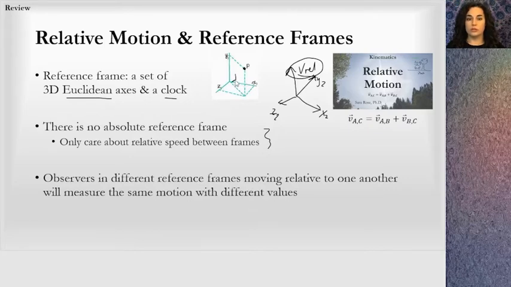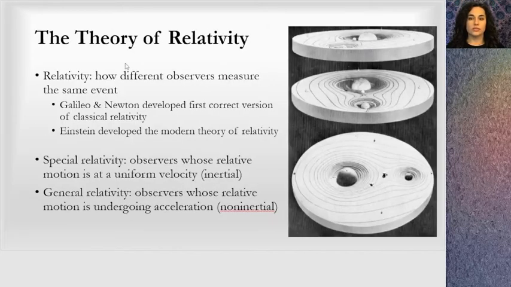So if there was a person over here in this reference frame and saw an occurrence happen in the second reference frame, they would see a different thing going on than a person in that second reference frame. So observers in different reference frames will see the same motion with different values. And so that's what relativity studies. Relativity is the study of how different observers measure the same event.